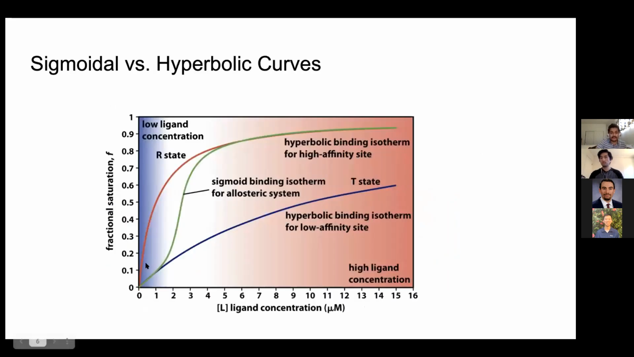So we can actually plot these out on the fractional occupancy versus ligand concentration curve. So our R state is in red, the T state is in blue, and they take on hyperbolic binding curves. The R state, of course, is going to be above the T state because it has a higher affinity. And if we're showing the actual fractional occupancy curve for our enzyme accounting for cooperativity, that's shown in green, and it'll have a sigmoidal shape. So make sure you know the differences between hyperbolic and sigmoidal curves. That's a common question that gets asked on the tests.